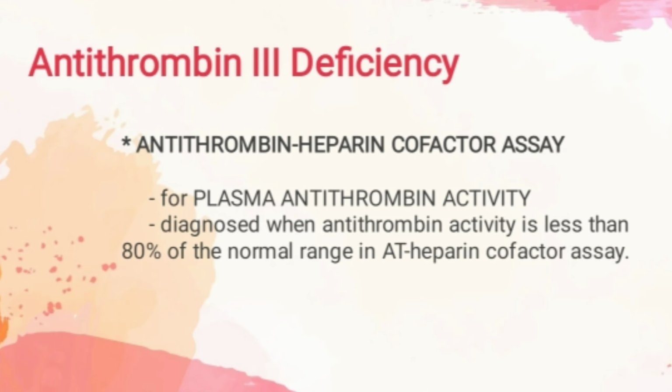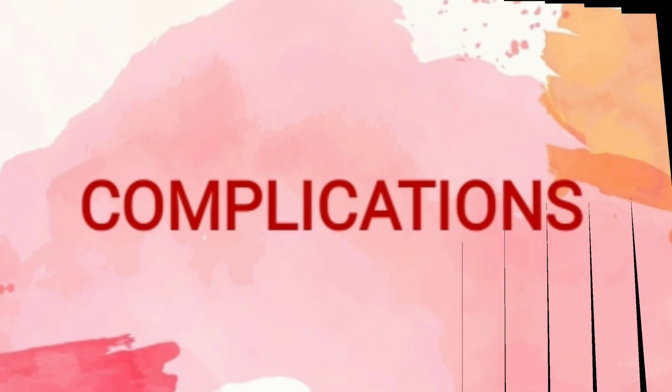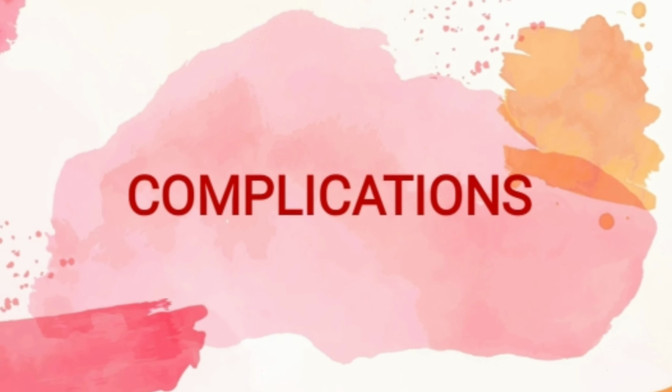How is antithrombin III deficiency diagnosed? Diagnosis can be confirmed with a functional assay for plasma antithrombin activity called the antithrombin heparin cofactor assay or AT-heparin cofactor assay. During this test, the ability of heparin to inhibit thrombin or factor 10A gets measured. Antithrombin III deficiency is diagnosed when an antithrombin activity is less than 80% of the normal range in AT-heparin cofactor assay.